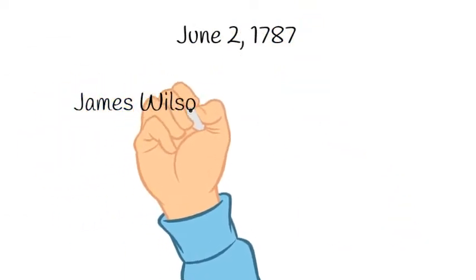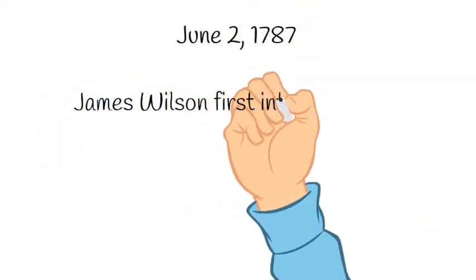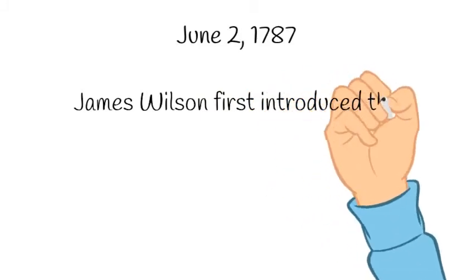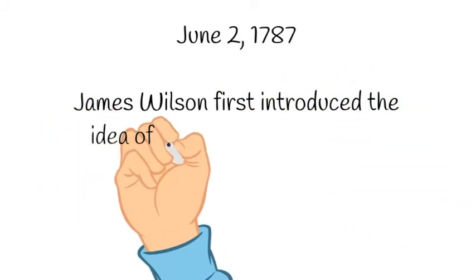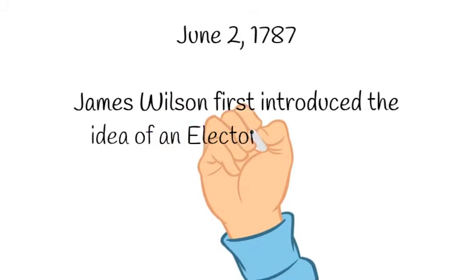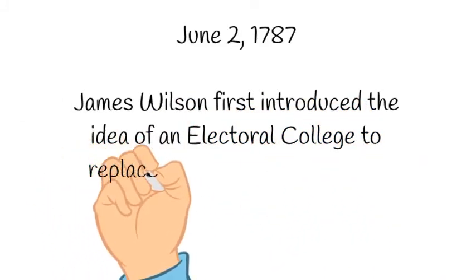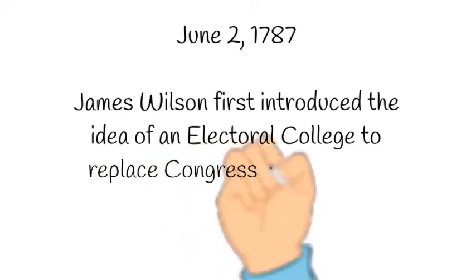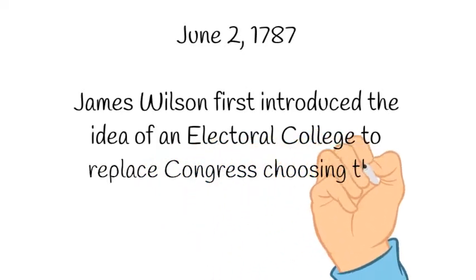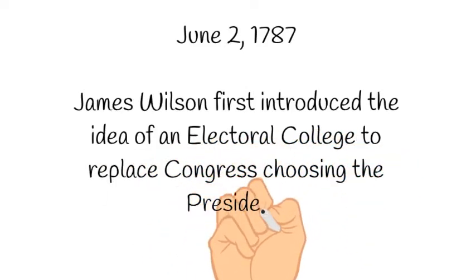On June 2, 1787, James Wilson first introduced the idea of the Electoral College to replace Congress choosing the president. His proposal introduced an element of popular election, but the intent was to distance the executive from the national legislature, not to introduce a greater element of democracy.